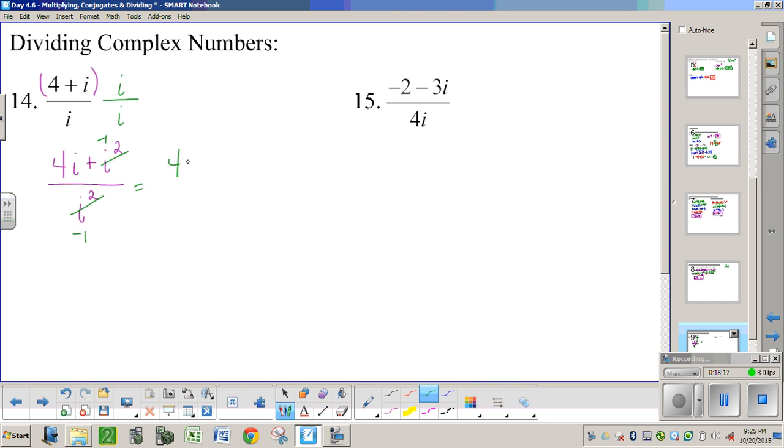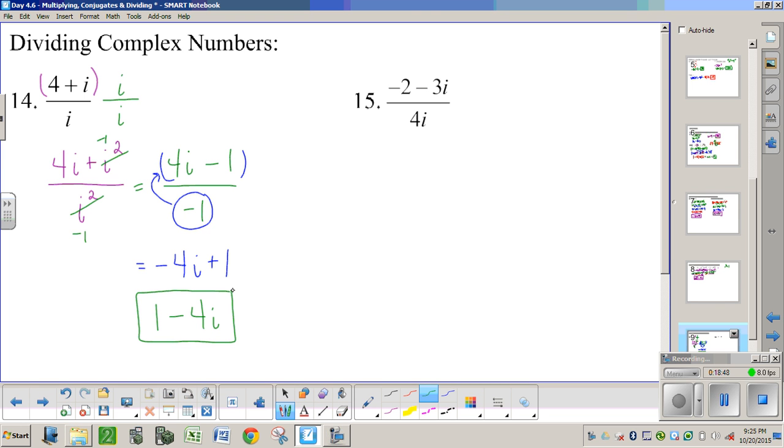So this is now 4i minus 1 all over negative 1. And we want to make sure that we put everything in the correct form, such as a plus bi form. Now you can have a negative in the numerator or the denominator, it doesn't matter. I'm going to move this up to the numerator and I'm going to distribute it. So this is now going to become negative 4i plus 1. Keep in mind a plus bi form, so this really should be read 1 minus 4i in order for it to be in the correct form.